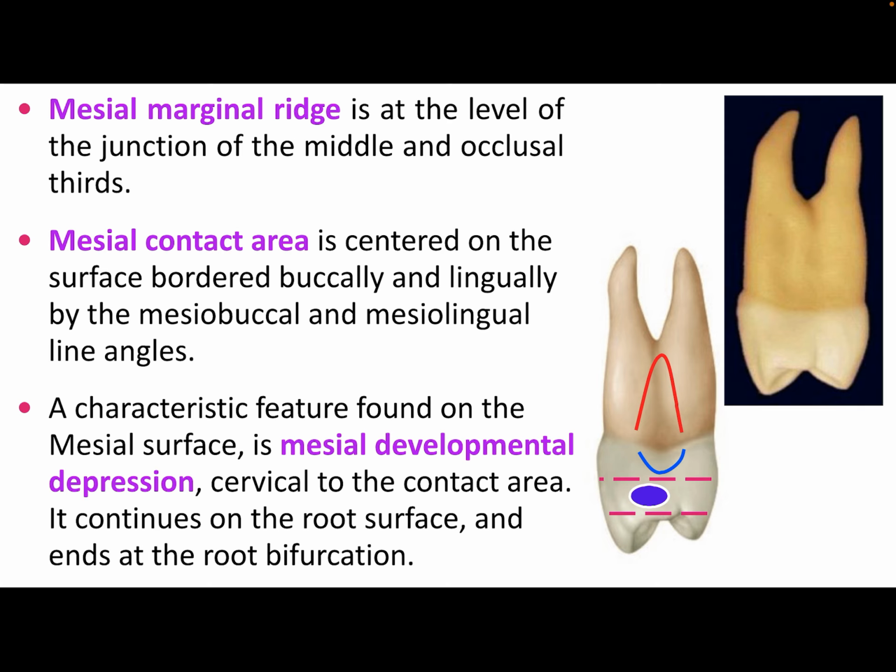The mesial marginal ridge is at the level of the junction of middle and occlusal thirds, and the mesial contact area is centered on the surface, bordered buccally and lingually by the mesiobuccal and mesiolingual line angles, more or less toward the center of the tooth. A characteristic feature found on the mesial surface is the presence of a mesial developmental depression cervical to the contact area, which continues on the root surface and ends at the root bifurcation area.